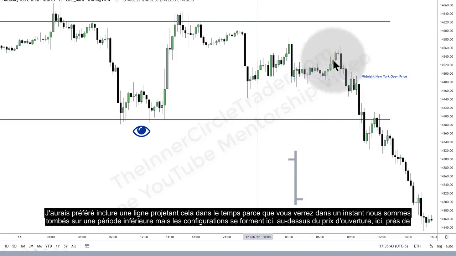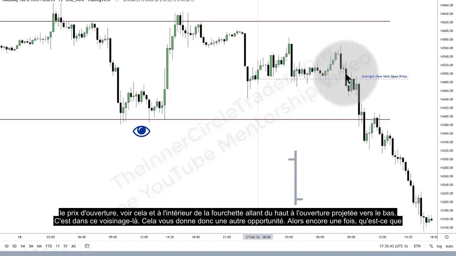But the setups are forming here above the opening price, right here near the opening price, see that? And inside of the range from the high to the opening projected down, it's in that vicinity there. So it's giving you another opportunity.